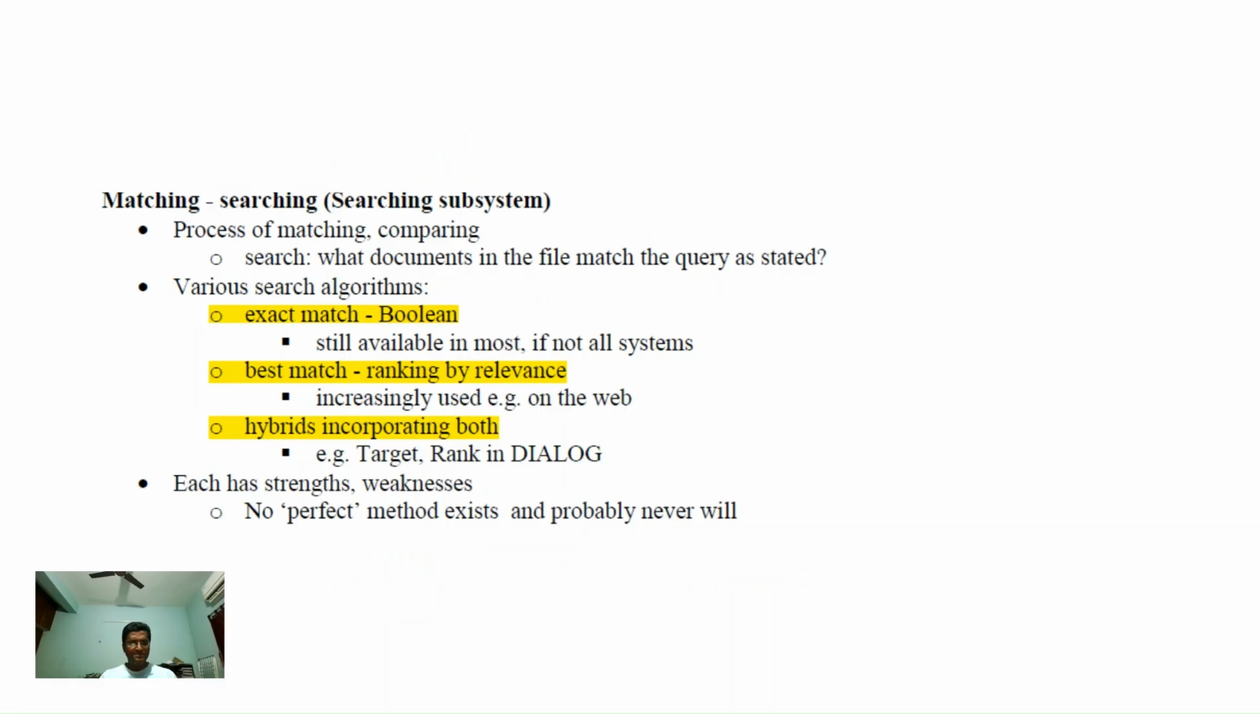For matching, we can use various search algorithms. One is the exact match, where Boolean can be used. The second is the best match, that is ranking by relevance. The third is hybrids, incorporating both Boolean and rank by relevance. Boolean is still available in most, if not all, systems. Ranking by relevance is increasingly used on the web. Hybrid targets the ranks and is used in dialogues.